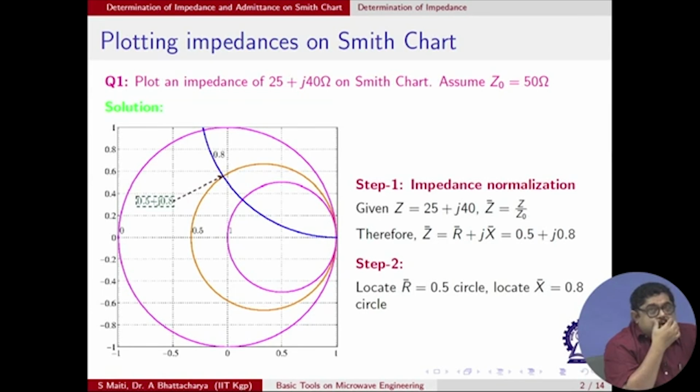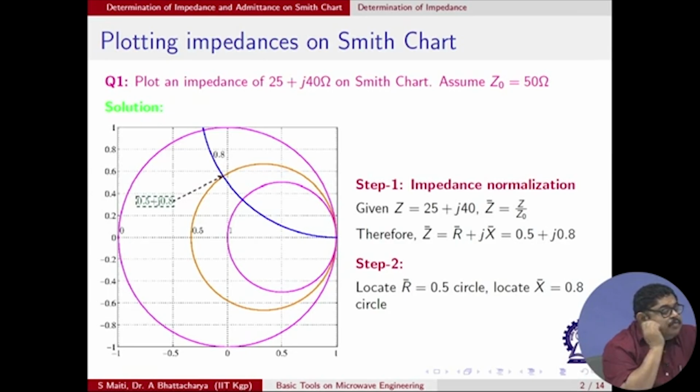To solve this problem, the first thing you need to do is normalize, because the Smith chart is a normalized impedance chart, so that it is independent of characteristic impedance. That is why it has various values plotted in a normalized way. So first you normalize the impedance with respect to the characteristic impedance, given as 50 ohm. Z bar is Z divided by Z naught, so you get R bar is 0.5 and X bar is 0.8.